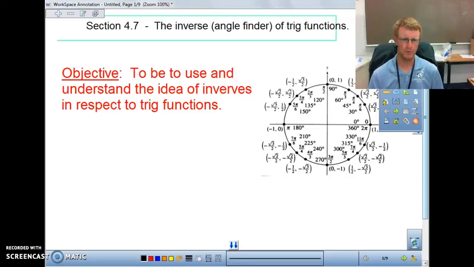4.7 for pre-calc. What we're going to be doing in this section is finding the inverse of trig functions. Now I know we've done that a little bit already using the inverse, but we want to go into a little bit more depth about how to do that. So the objective is to use and understand the idea of inverses in respect to trig functions.